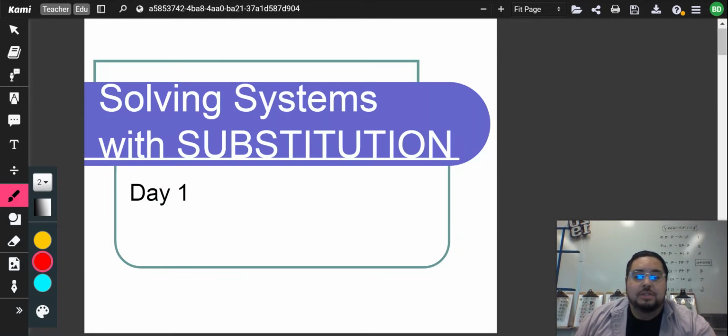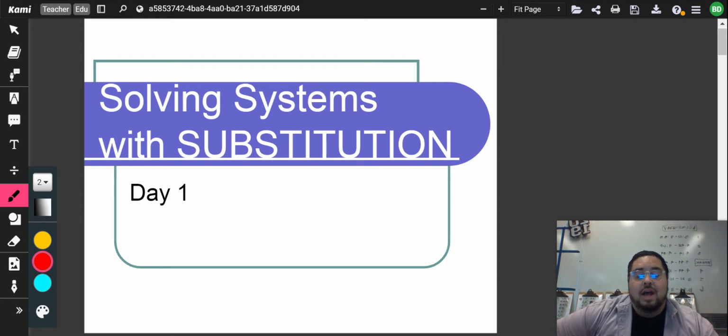Essentially, substitution is solving the same types of problems that we were solving when we were doing graphing, but it's doing it without the graphing aspect of it. So we're still solving a system, we're still finding a solution to a system, finding a point that is going to work for both equations in the system, but we're doing so without the graphing aspect of solving systems.